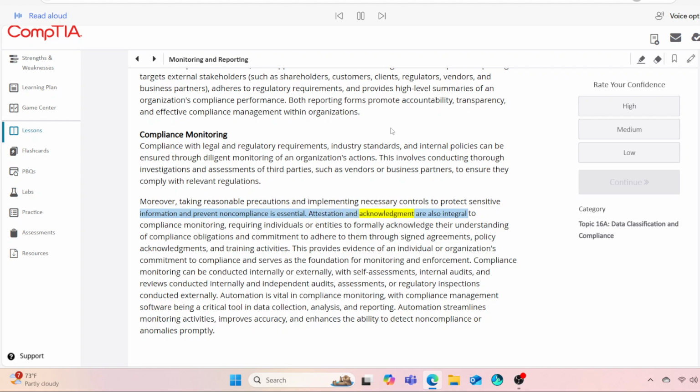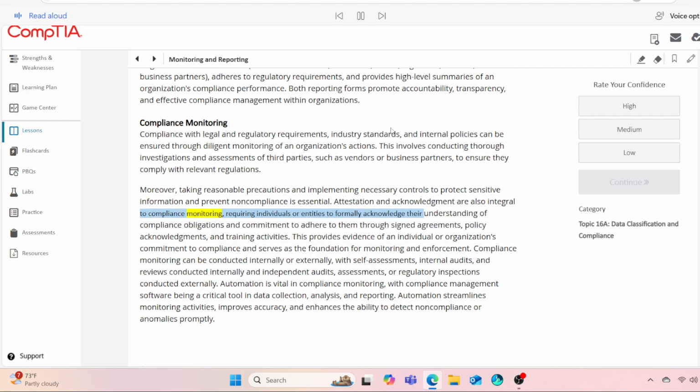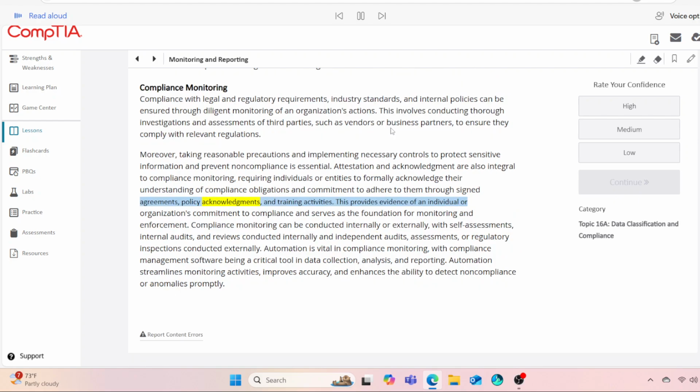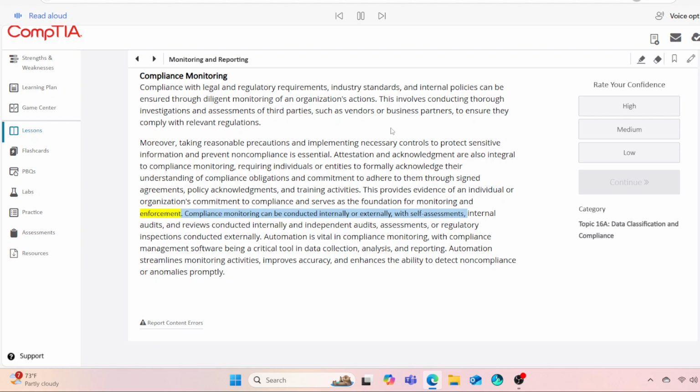Attestation and acknowledgement are also integral to compliance monitoring, requiring individuals or entities to formally acknowledge their understanding of compliance obligations and commitment to adhere to them through signed agreements, policy acknowledgements, and training activities. This provides evidence of an individual or organization's commitment to compliance and serves as the foundation for monitoring and enforcement.